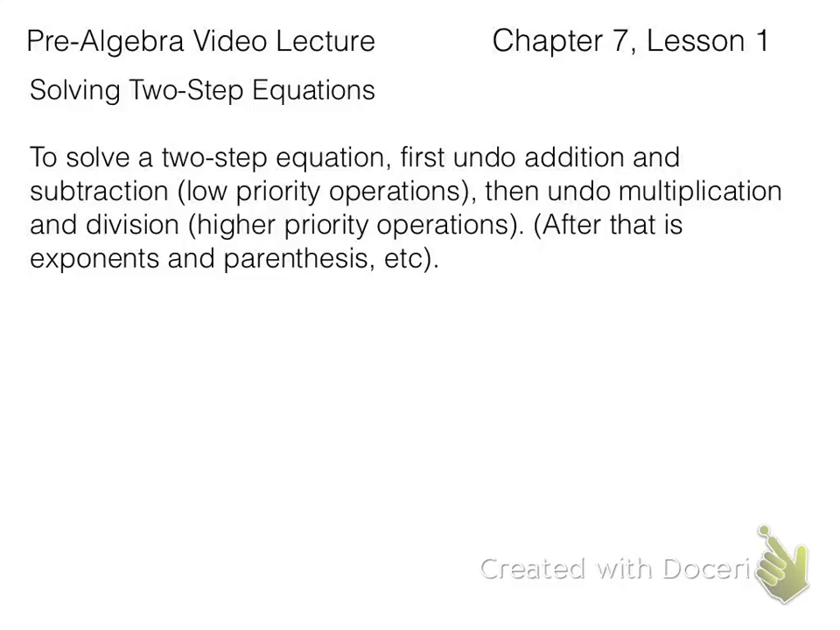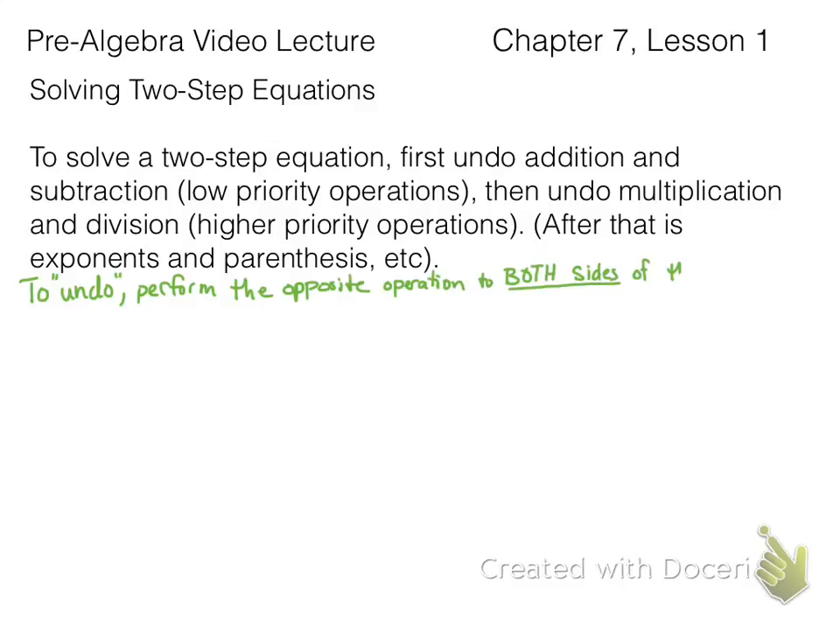So what do I mean by undo? To undo, perform the opposite operation to both sides of the equal sign. Both sides. It's very important that it's both sides. Also, this is very similar to one-step equations, which you should all be very familiar with.